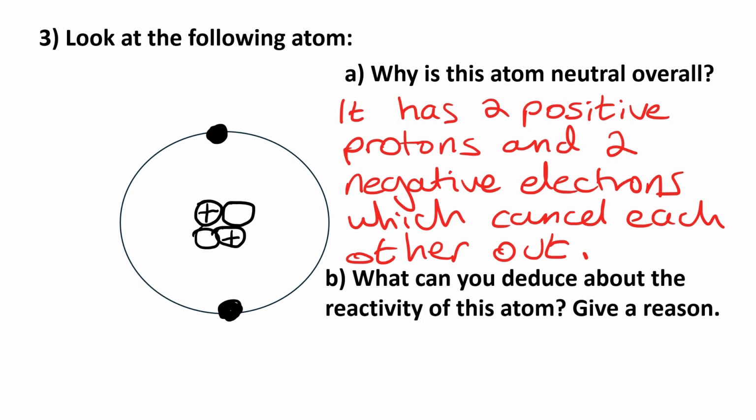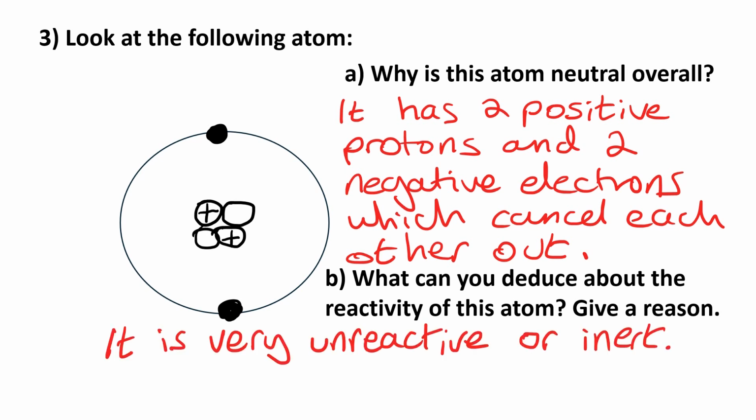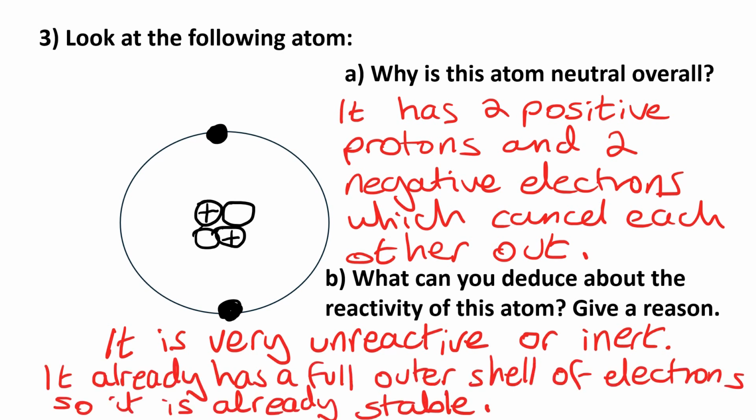Question B. What can you deduce about the reactivity of this atom? Give a reason. Well, it's very unreactive or inert. Inert is just another name for unreactive, and that's because it already has a full outer shell of electrons, so it's already stable.